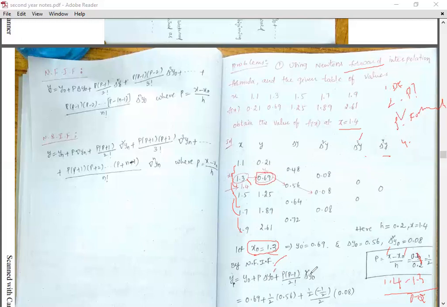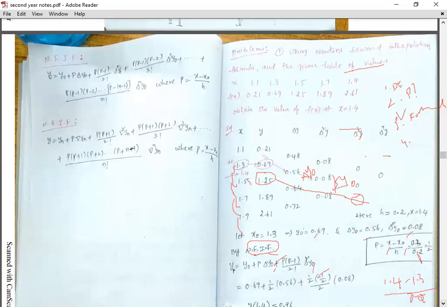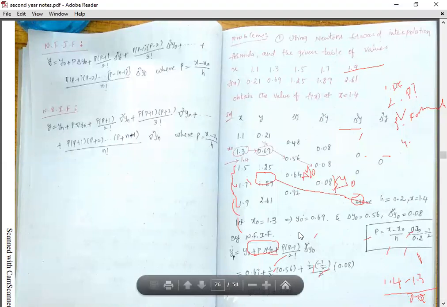Since we require delta y naught and delta square y naught for forward differences, from y naught we need to consider a slanting line downwards. Then in the first differences column we get delta y naught. In the second differences column we will get delta square y naught, and the next one is delta cube y naught. No need to take it as the value is 0. So we are just substituting all the values. y naught 0.69, delta y naught 0.56, delta square y naught 0.08. In this formula we get the value as 0.96.